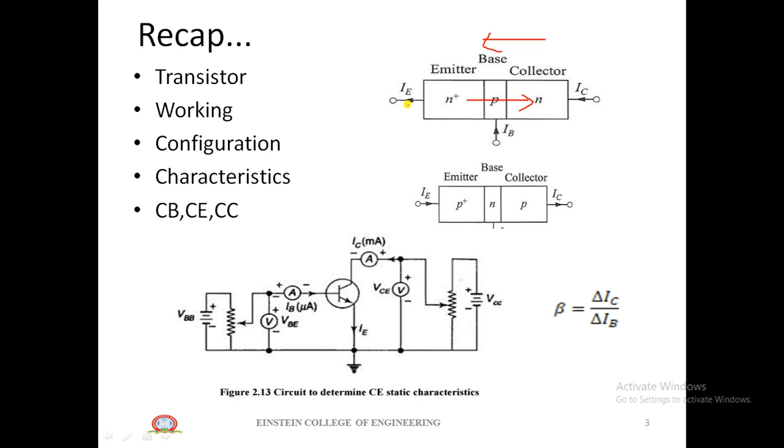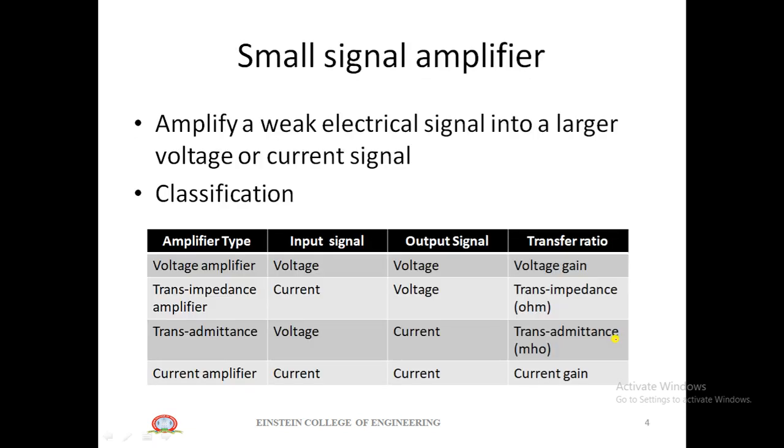Here I have shown the common emitter configuration in the circuit diagram. So the emitter is common for the base terminal and the emitter terminal is common for the collector terminal also. In the common emitter configuration, the amplification factor beta is equal to del IC by del IB. We can call it the current gain factor, output current divided by input current. So for amplifier applications, we are going to use the common emitter configuration.